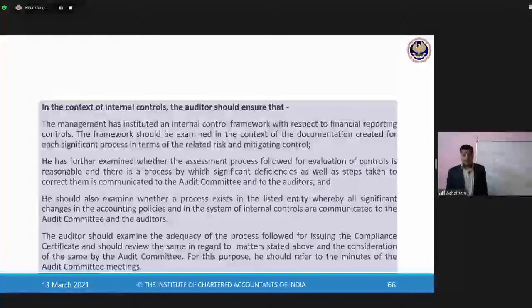So it's again an opinion which will go out from the auditors, that means the statutory auditors of the company, in the form of a separate audit report.